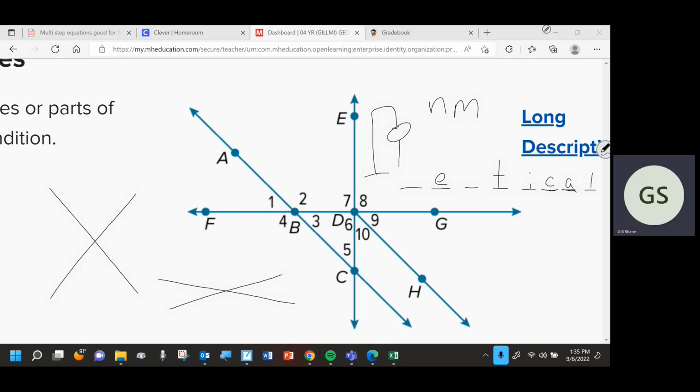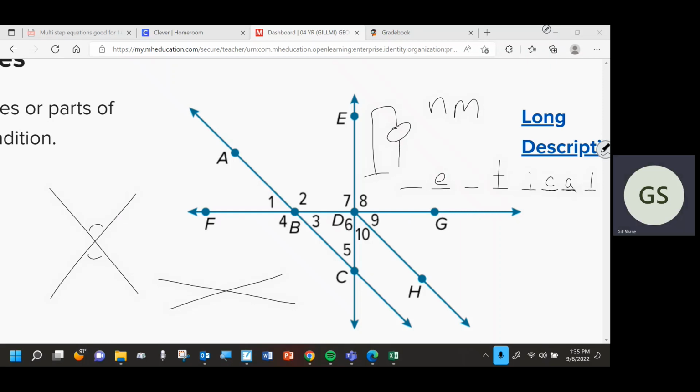So it has to do with the angles being on the opposite sides, but what's true about those? What is true about this angle and that angle? They have the same measure.